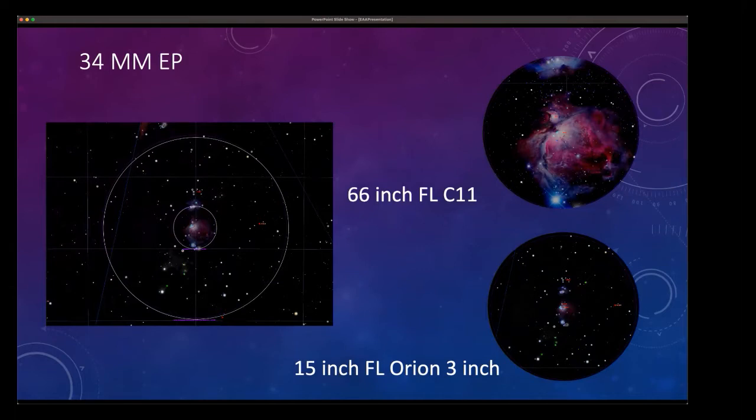So you can see that with the 66-inch focal length, I'm getting a big view of the nebula, but I'm not seeing too much around it. With the smaller focal length, depicted on the bottom right, I'm seeing a great big area around the nebula, but the nebula itself is pretty small. And that's the effect of focal length. And this becomes really important when you're talking about using a camera.